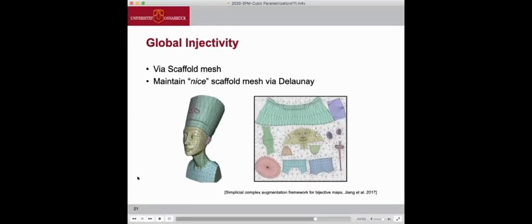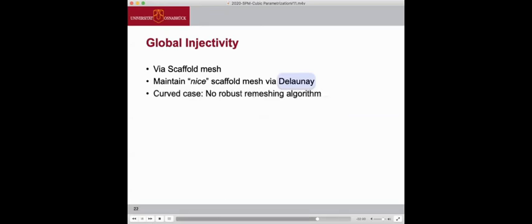The main task here is to maintain a nice scaffold mesh, which is usually done by Delaunay triangulation. After every optimization iteration, one can simply recompute a Delaunay triangulation in the linear case. For the curved case, however, one cannot use the same because no such fully robust meshing algorithm exists. So instead, we preserve the initial scaffold but update it to maintain a nice mesh.